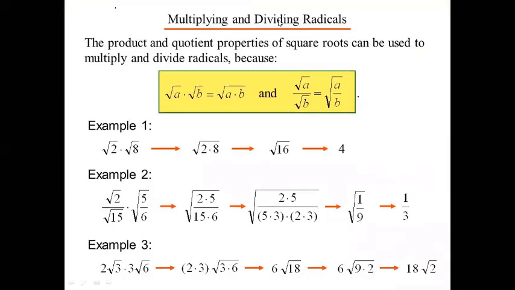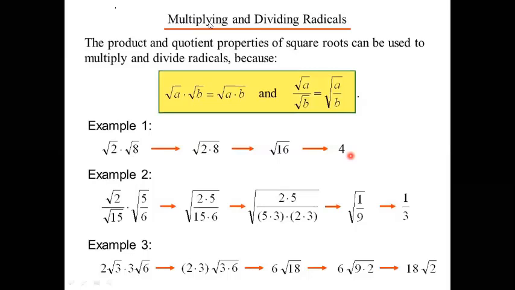And next page, what does it say? Multiplying and dividing radicals. Okay? If you have the square root of A times the square root of B, it equals the square root of A times B. And if you have the square root of A over the square root of B, it will be the square root of A over B. Excellent. So, example 1: root 2 times root 8 will be what? It will be root 16, which equals 4. Excellent.